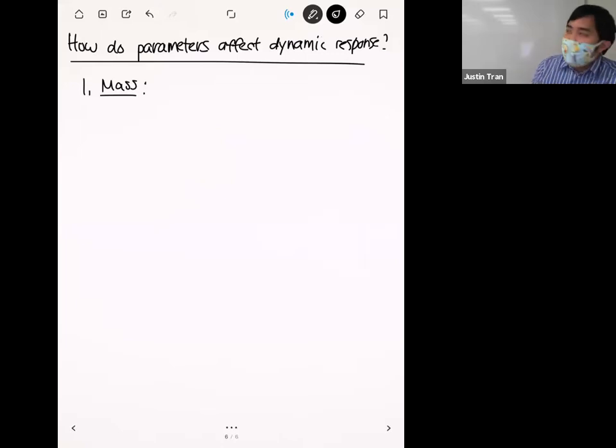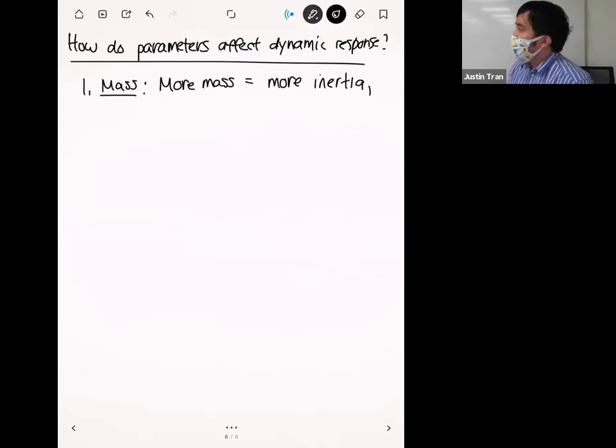So having more mass in your system will basically give you more inertia. And of course, the opposite is true. If you have less mass, you have less inertia. Okay. And if you remember, the definition of inertia is the ability for a structure to resist changes in motion. And so if you have more mass, then it's going to be a lot harder for your structure to change its motion.